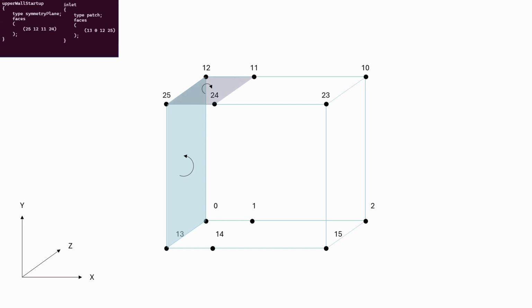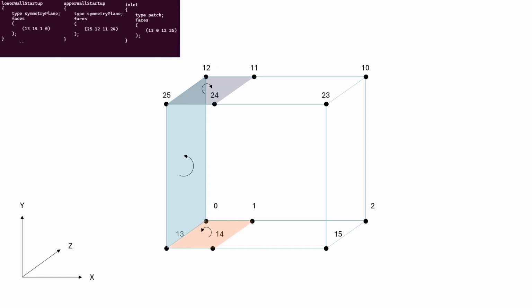Next, this face can be called a wall. Since it is situated at the start of our domain, let's call it upper wall startup. The vertices that encapsulate this face can be seen here. Notice the type here is kept as symmetry plane. In CFD language, this equates to flow being a mirror image of flow on the other side of this face. It applies a 0 normal velocity and 0 normal gradient. Similarly, we do the same for lower wall startup.